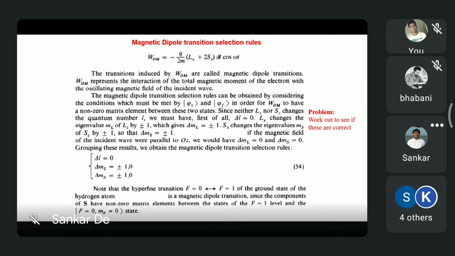So what we got is delta L is equal to 0. This is different from what we got in the electric dipole transition, where delta L is plus minus 1. Therefore, we have a metastable state. Here, delta L is equal to 0 in the magnetic dipole transition. So the condition here is different.